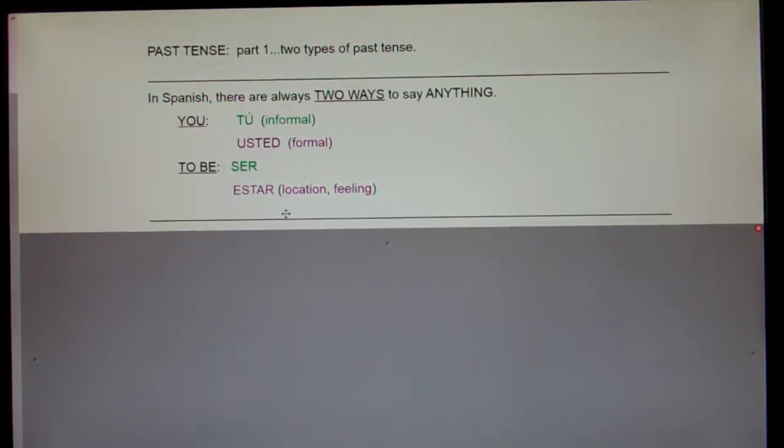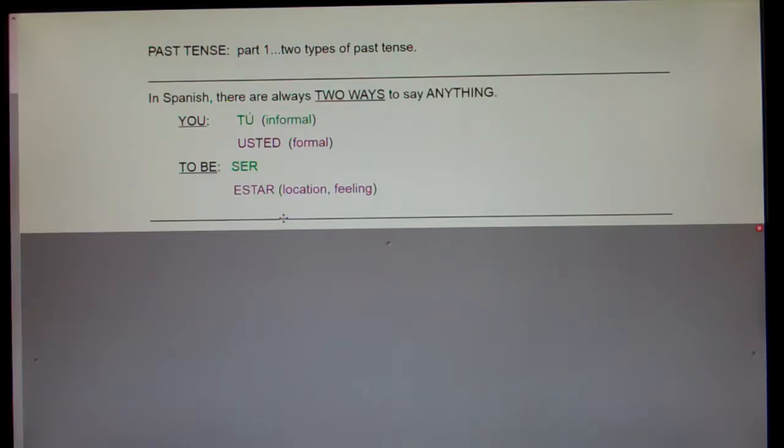Excuse me. And I told you a chant. I said, location and feeling are always estar, but everything else is ser. Location and feeling is always estar, but everything else is ser. Then I tried another one. I said, how you're feeling, where you are, you have to use the verb estar. How you're feeling, where you are, you have to use the verb estar.